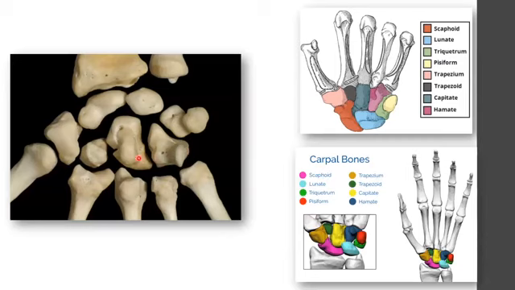Moving on to the nomenclature of our carpal bones, you notice here that, again, we can orient ourselves as far as which side of the hand we are referring to, just based on looking at the radius and ulna.